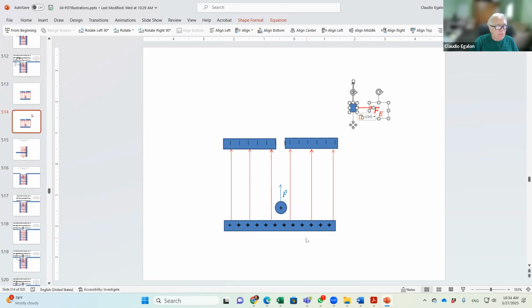In the meantime, just repeat what I'm doing, because it's going to help you to memorize and understand how this whole thing works. Accelerate the charge. Let's make the gap a little bit smaller, a little bit larger.